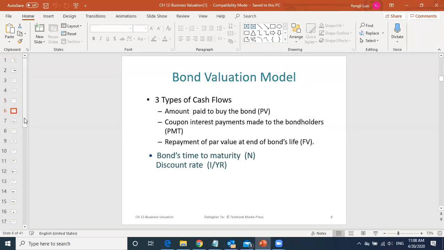For the bond value, we need 2 more factors, which are the bond's time to maturity and the discount rate. The discount rate is I per year, so the interest rate or the market rate per year.